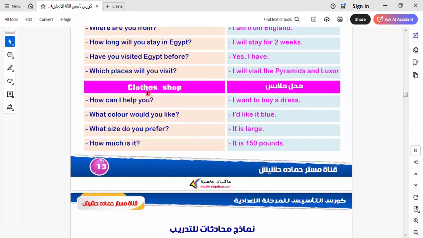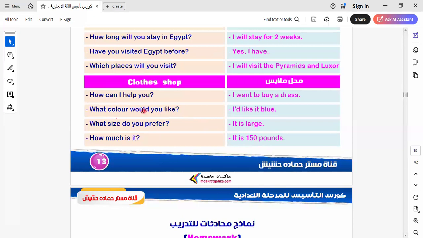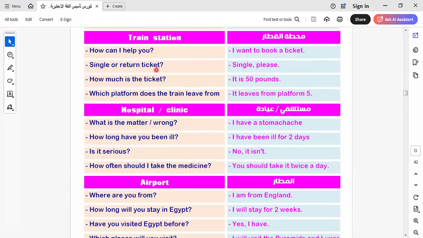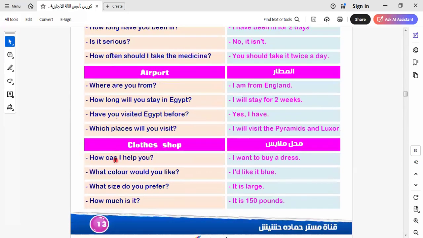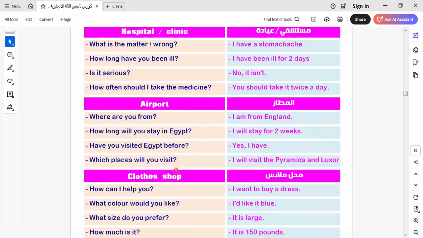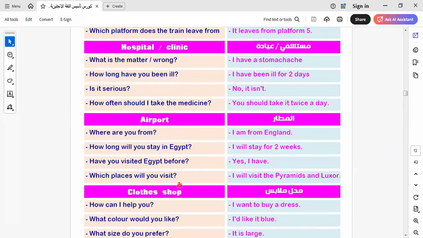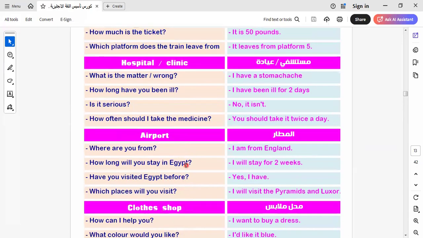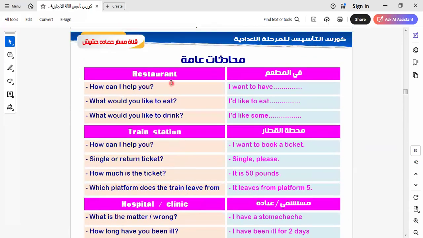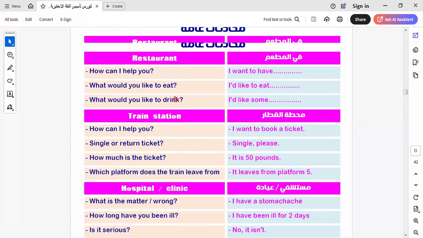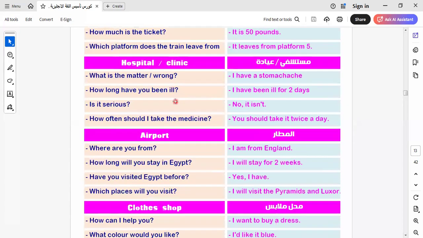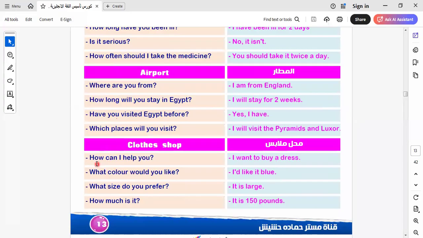In the closest shop or store, what expression can we use? How can I help you? So we use how can I help you in a train station, in a restaurant, and in a clothes shop. We have three situations where we use it: in a clothes shop, in a restaurant, and in a trade situation. This is the cases we use: how can I help you?